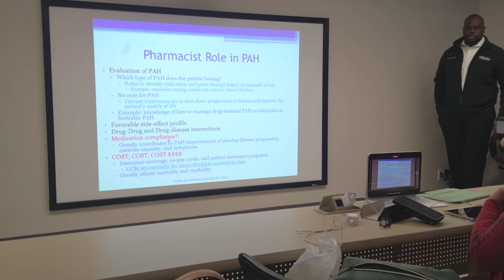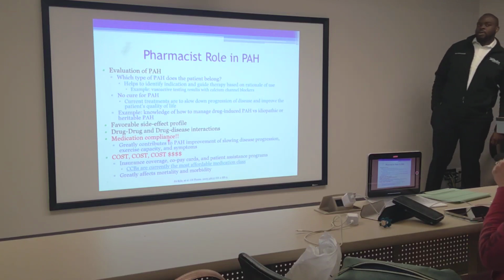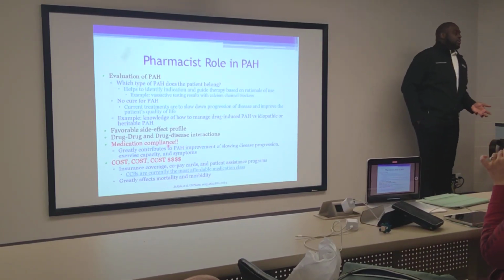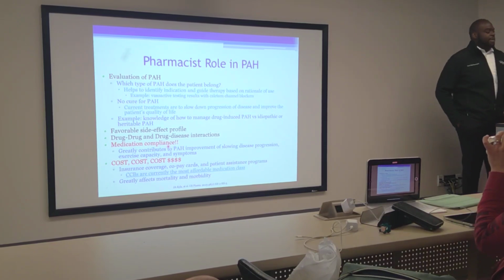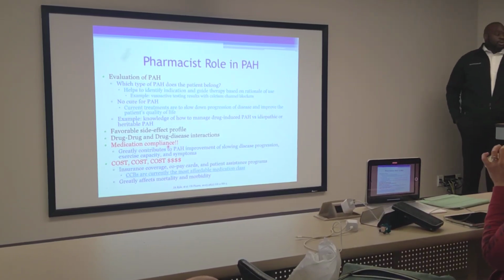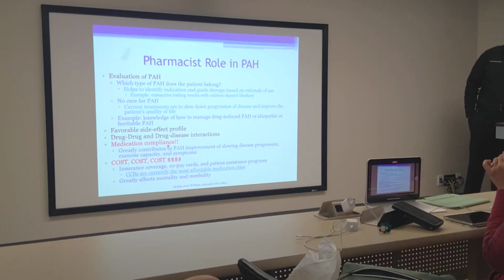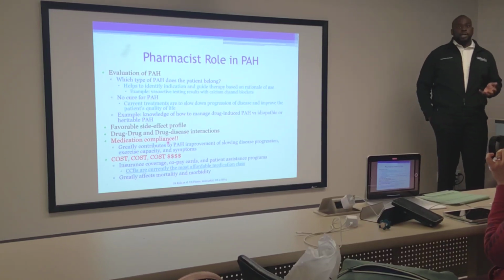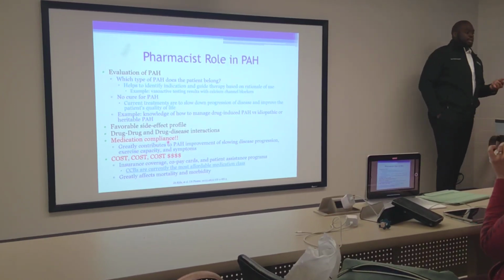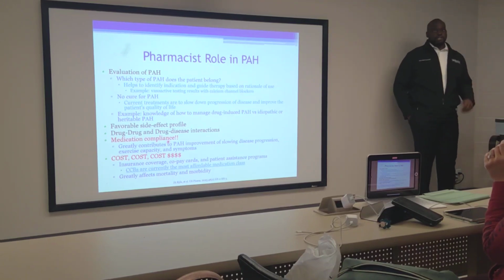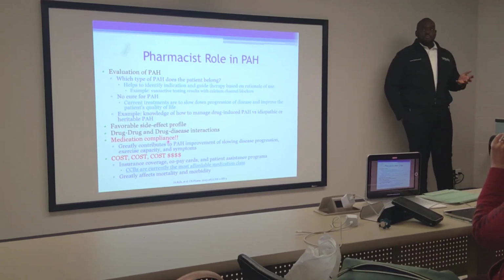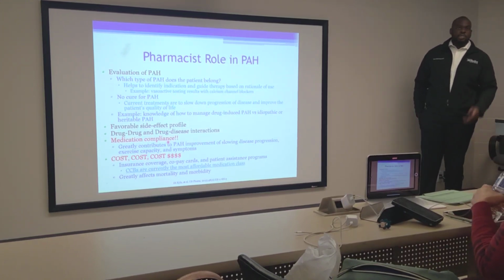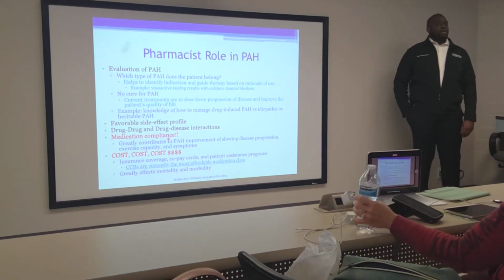And this is the evaluation of PAH. What I mean by that is to see which type of PAH this patient belongs to. That will help us identify the indication and guide therapy based on rational use. A small example of this is doing a vasoreactivity test for a patient who has been diagnosed with PAH, to see if they can actually use calcium channel blockers based off the result of that test. This is very important, because if we don't know what we're treating, how can we guide therapy? It's not just about safety, we've also got to measure efficacy as well.